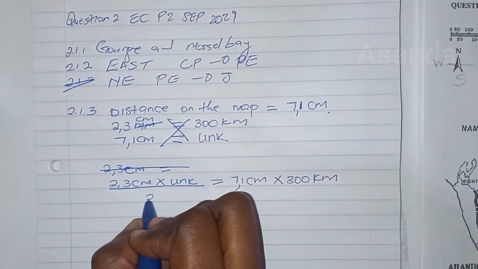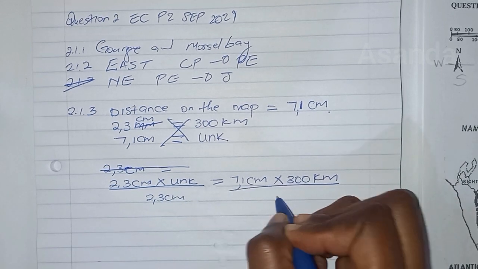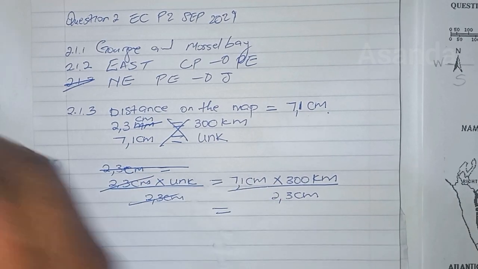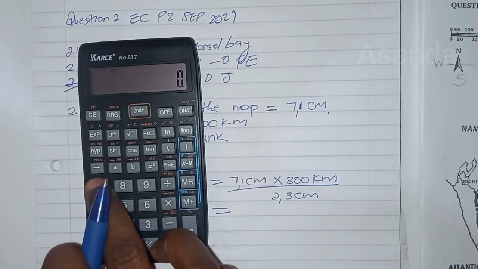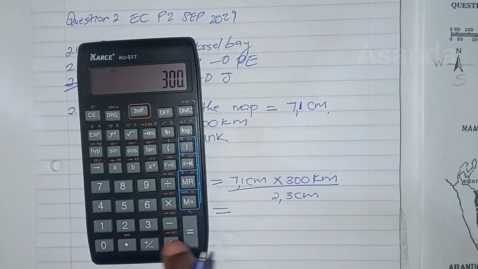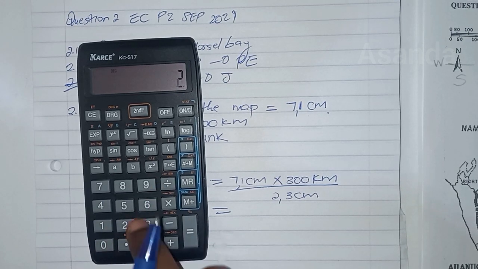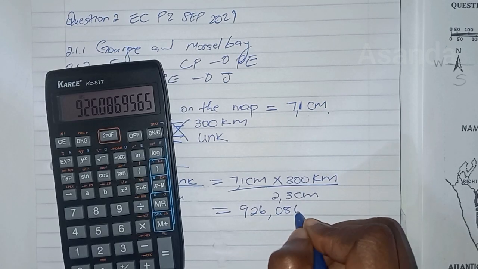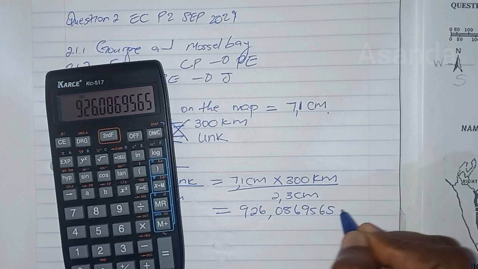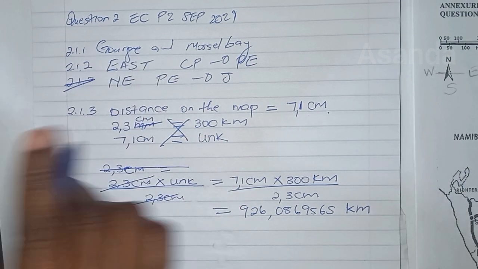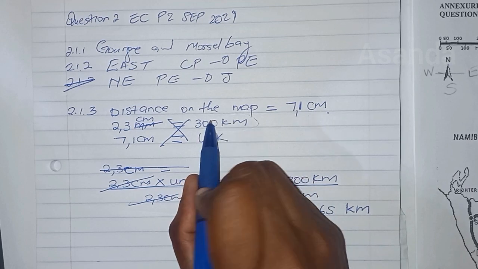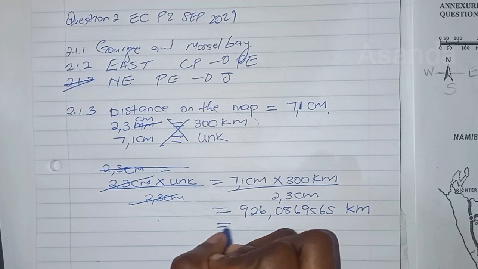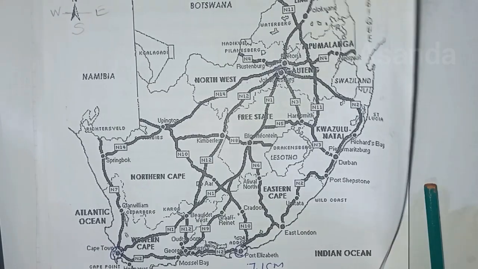And then I say divide by 2.3 centimeters this side, divide by 2.3 centimeters this side, and I get my answer using a calculator. 7.1 times 300 divided by 2.3, and I get 926.0869565 kilometers. Remember, it's in kilometers here, and then it's going to give us kilometers. Bar scale is like that. They said round off. Now let's go back to the question.